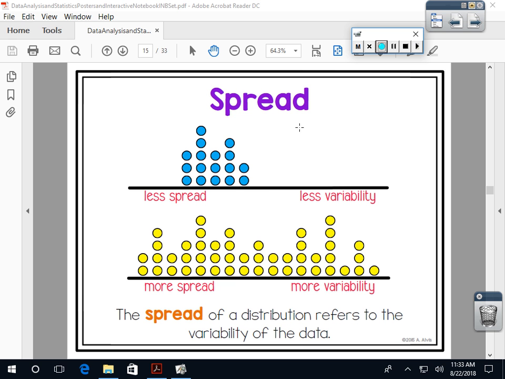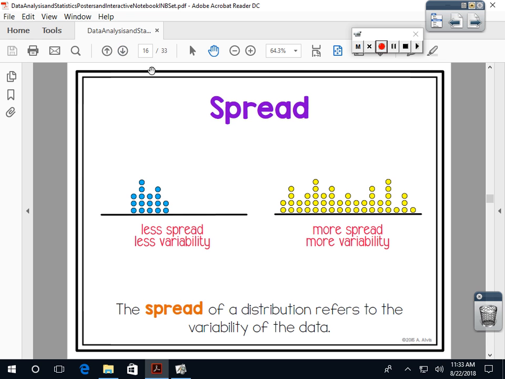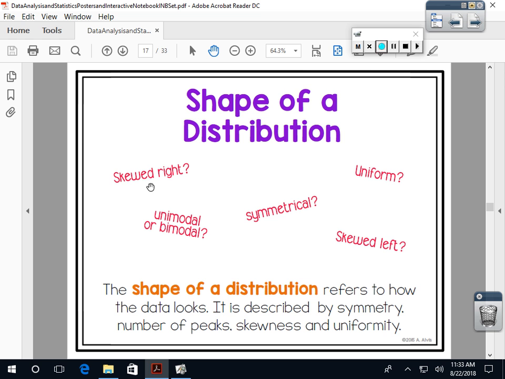Now let's talk about shape, which is symmetry, peak, skewness, and uniformity. Okay. When it comes to shape of a distribution, it can be skewed right or skewed left, and we'll talk about exactly what I mean by that in a second. It can be symmetrical, it can be unimodal or bimodal, uniform. The shape of a distribution refers to how the data looks. It is described by symmetry, number of peaks, skewness, and uniformity.